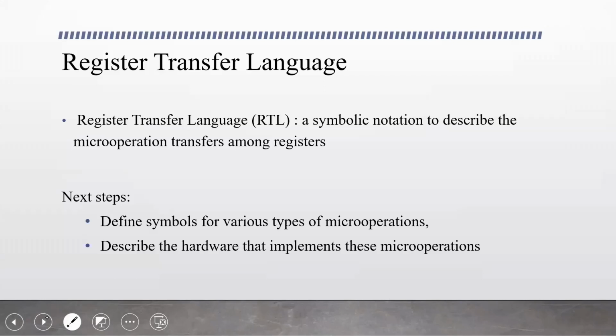So in this chapter, we are going to see how the symbols are defined for various types of micro operations, and the hardware implementations of these micro operations. This is the introduction part: the register transfer language, and what a digital computer is. Now we are going to see the various symbols, how the micro operations are described using symbols, and how they are implemented in hardware.